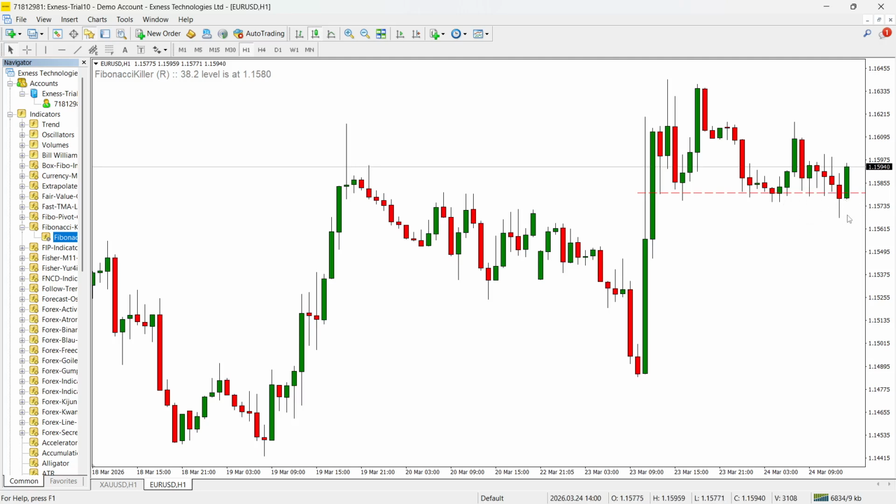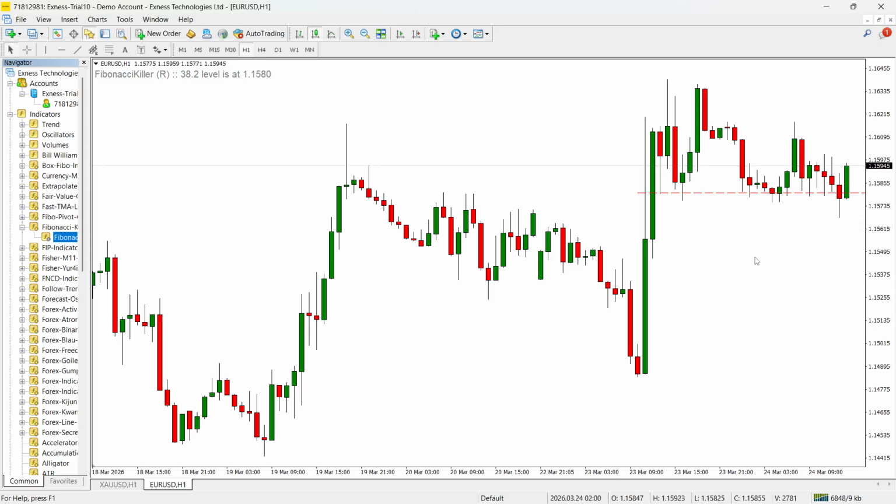In an uptrend, the 38.2% line is drawn below the recent high, marking a zone where buyers may look for the price to pull back before the next leg higher. In a downtrend, the same level is drawn above the recent low, marking a zone where sellers may look for retracement before the next move lower.